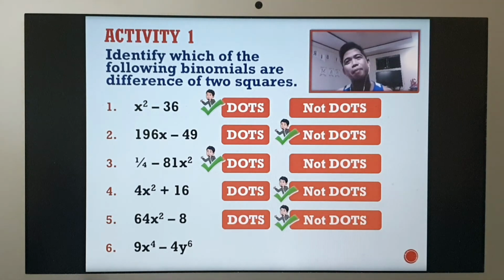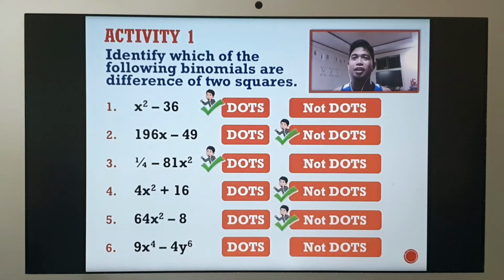And finally, number 6. Is it DOTS or not? Yes, it is DOTS. You got it right. I hope you answered all the items correct. Now you are ready to factor difference of two squares.